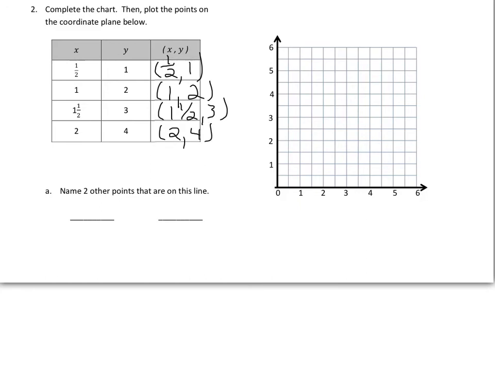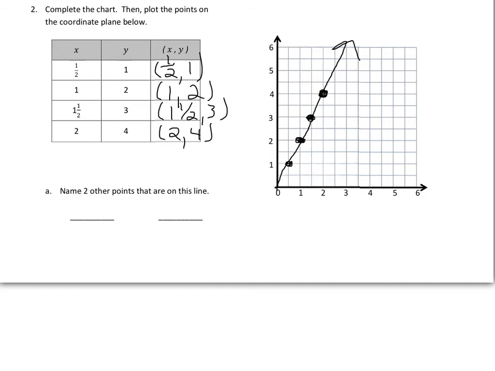Now let's plot the 4 points. You'd go over 1/2 and up to 1, right there. You'd go over 1 and up 2, over 1 1/2 and up 3, and then over 2 and up 4. Now you have your four dots, and now you can draw your line. Now mind you, when you actually do this, you'll use a straight edge ruler and it'll look a lot better than that. Now it says name 2 other points that are on this line.